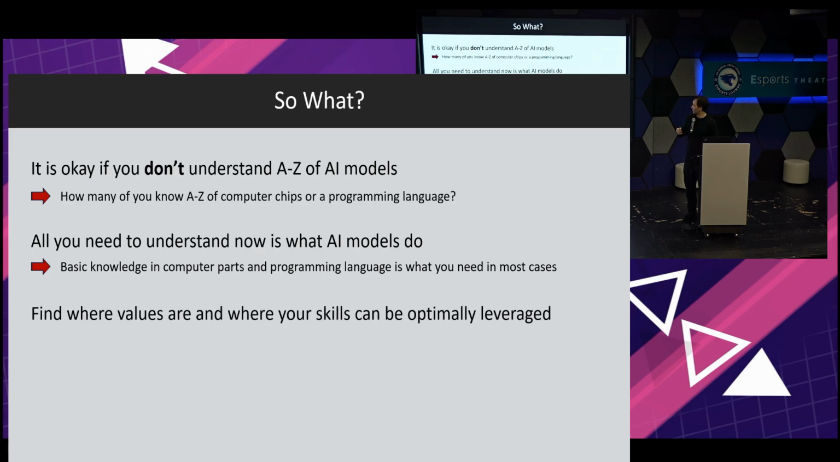And then the third message is to find where the value is and where your skills can be optimally leveraged. So you found your skills in software development. So why not AI?